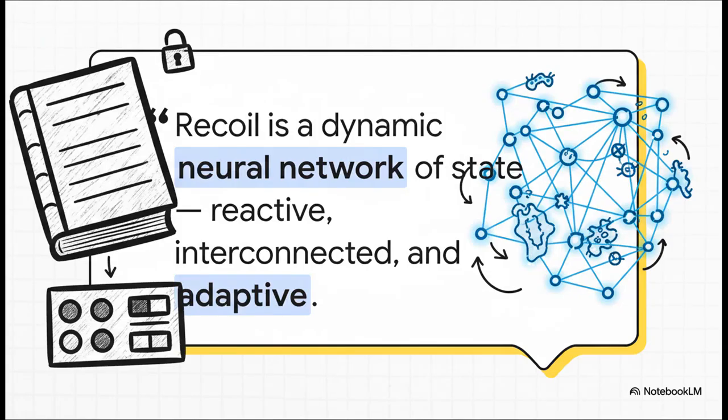I absolutely love this analogy because it just perfectly captures the feel of each library. Redux is like a strict, auditable accountant's ledger. Zustand is a simple, direct control panel. But Recoil is a dynamic neural network. It's a living, breathing system that adapts, reacts, and understands the deep connections within your app's state.